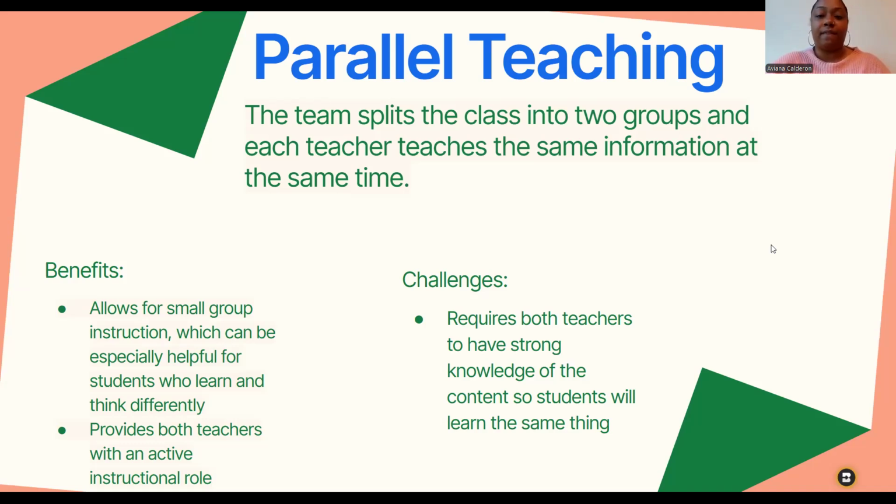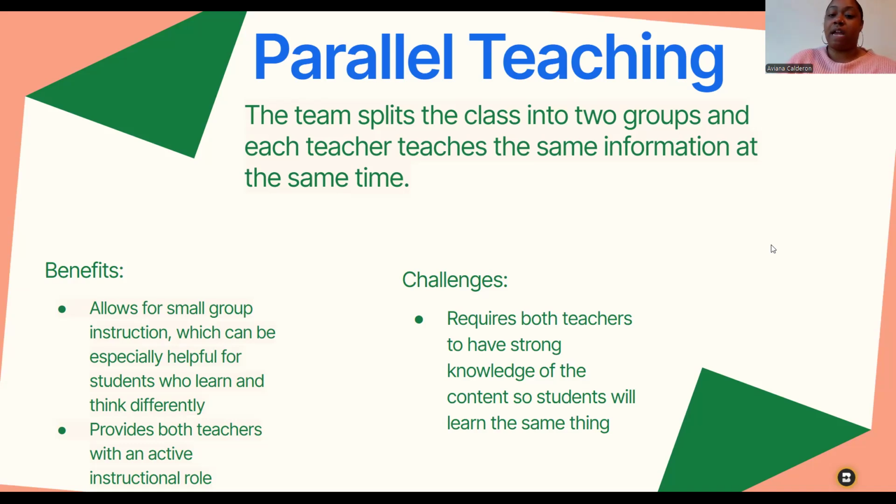The benefit of this particular model is that it allows for small group instruction, which can be especially helpful for students who learn and think differently. And again, it provides both teachers with an active instructional role, which has been the emphasis of this entire presentation: when you are in a co-teaching environment, it is important to emphasize that both adults in the classroom are teachers, and both adults should be respected as such. They should play the same active role in giving and delivering instruction.